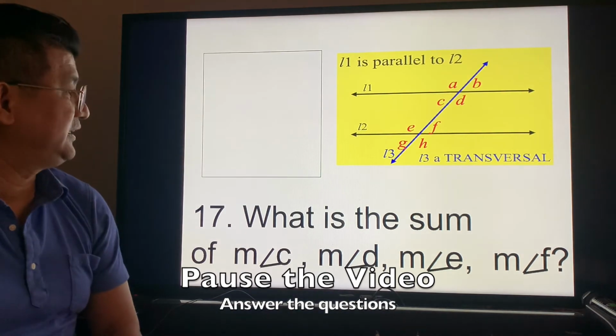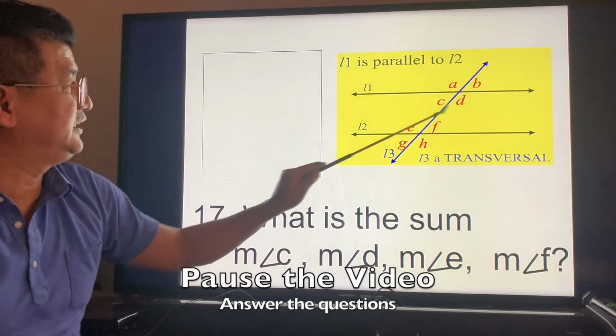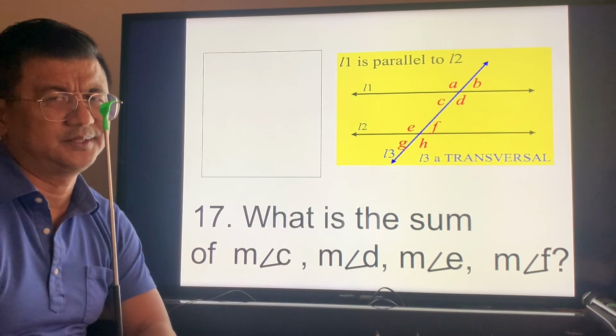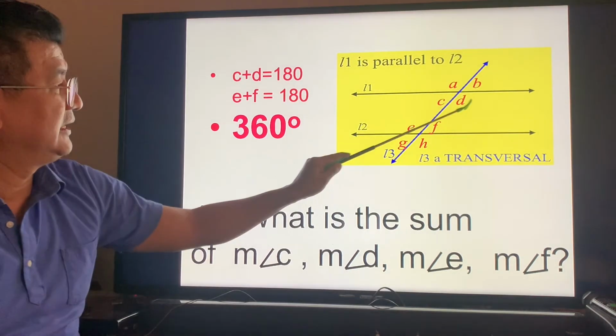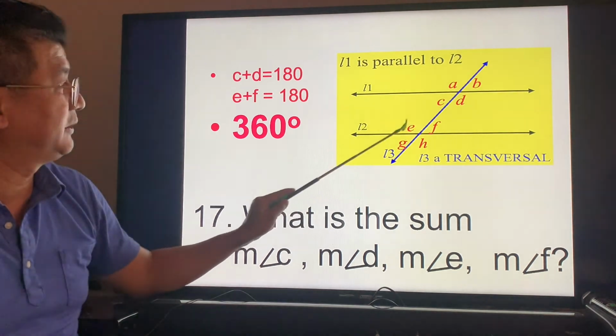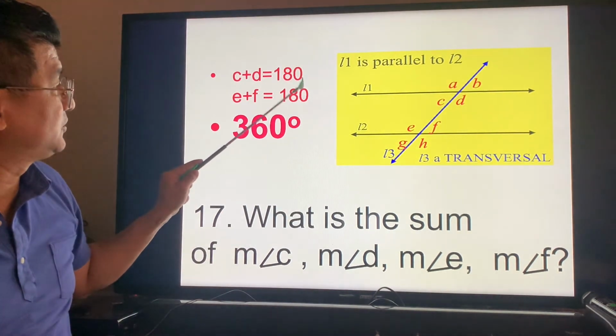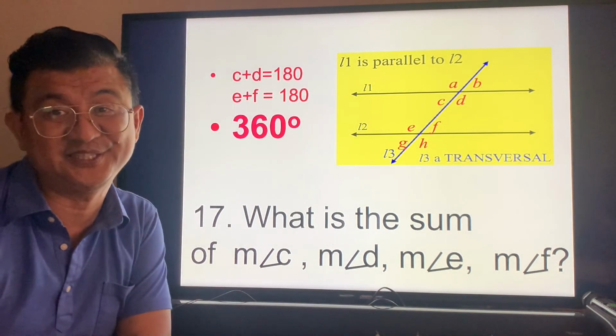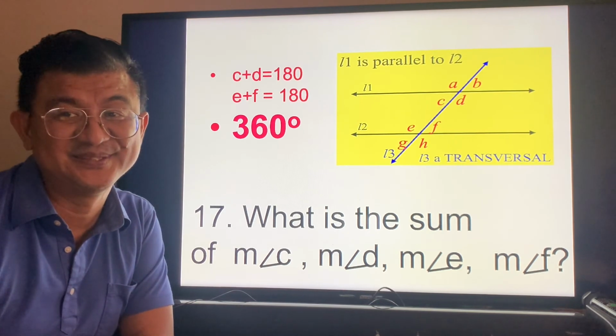The sum of C, D, E, and F. Think. C and D is a linear pair, 180. E and F is a linear pair, 180. Add these two together, you get 360 degrees.